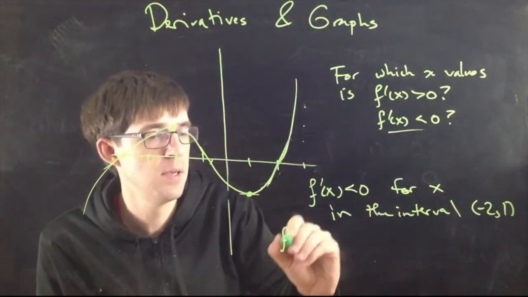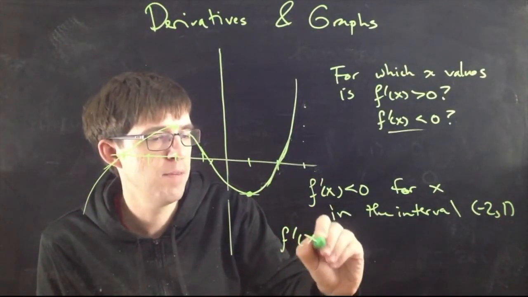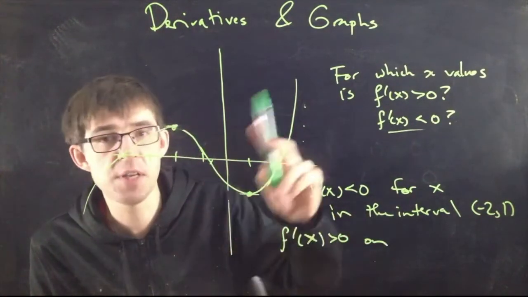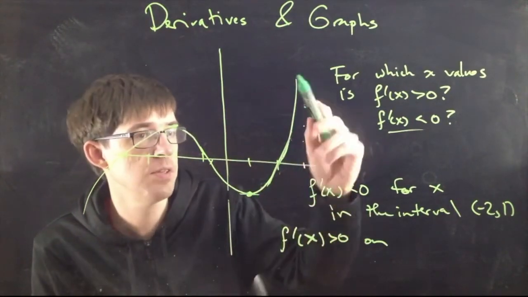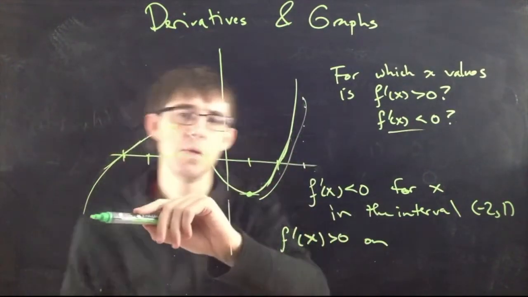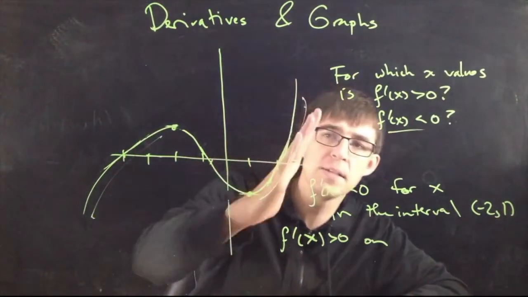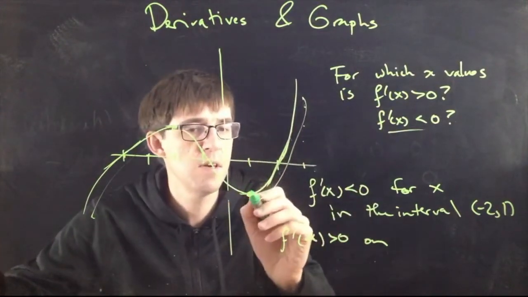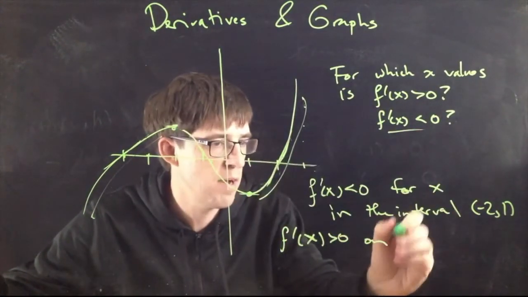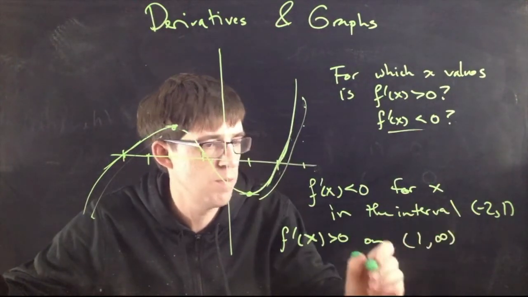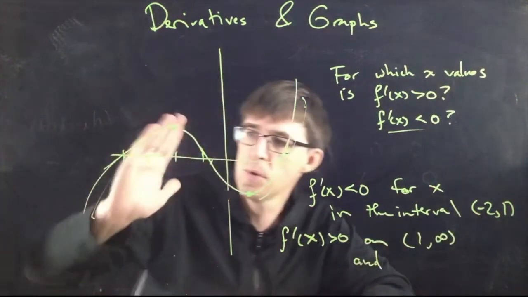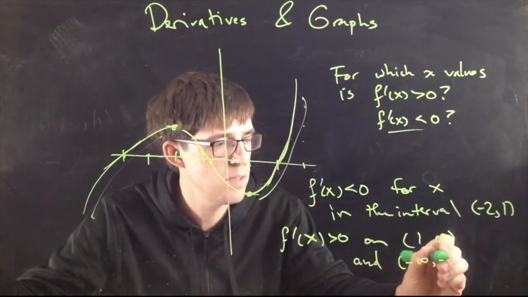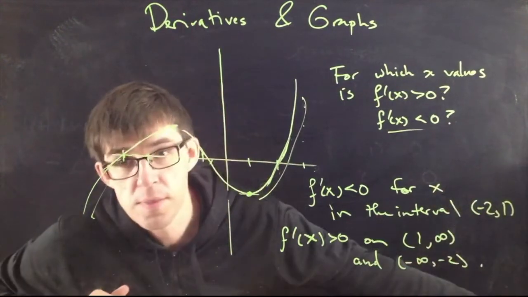What about the positives? F prime of x is positive on the interval. This time there's actually two separate intervals where it's positive. There's this range here and then also this range over here. Both of those places, the tangent lines are going up as they go to the right. So I'm going to say this is the interval from 1 up, everything greater than 1. That's written 1 to infinity. And also this one over here, everything less than -2, would be written as the interval -infinity to -2. All right, that's how we do that.